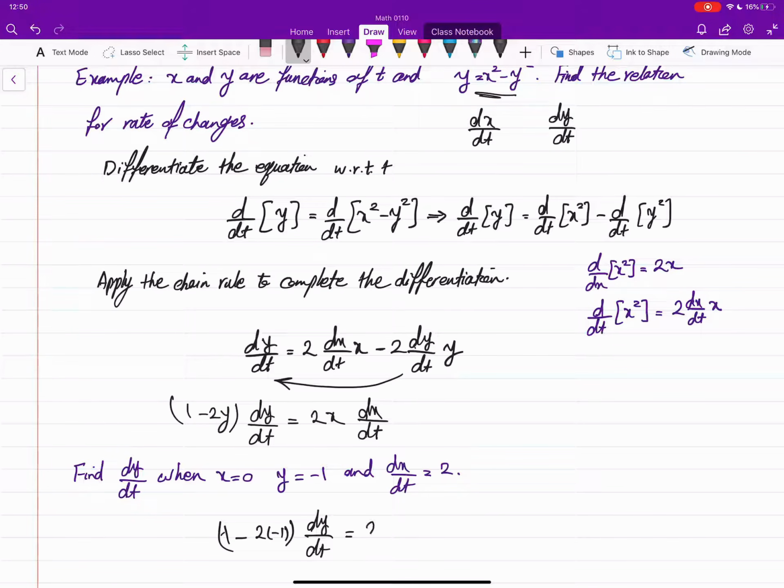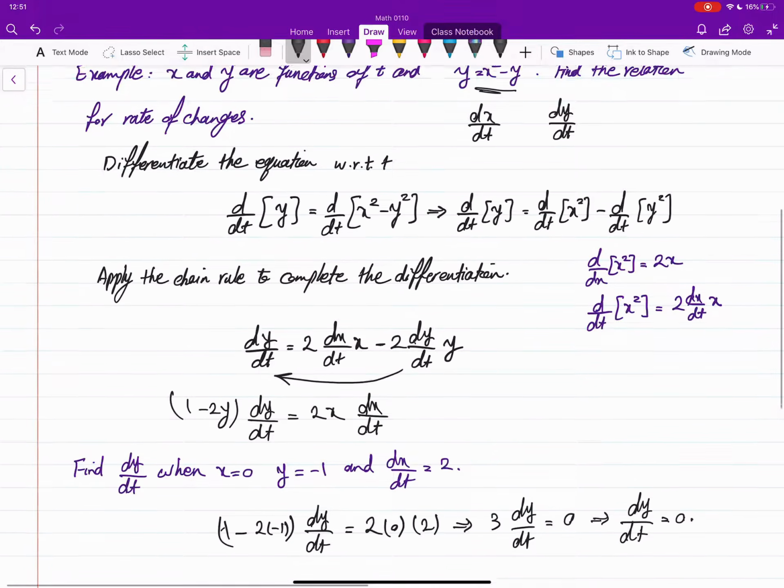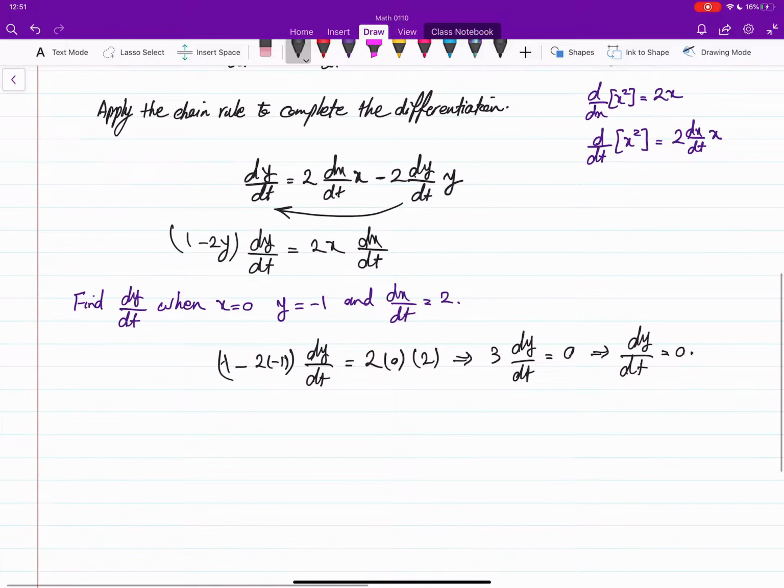You don't know what is that. 2 times 0 is equal to, so times dx dt, which is 2. So that gives us 3 dy dt is equal to 0, and as a result of that we have dy dt, which is 0. So as you can see, everything comes from one small step, which is differentiate both sides of the equation with respect to t, and then apply the chain rule. The rest is just there, and you will see what's going on.